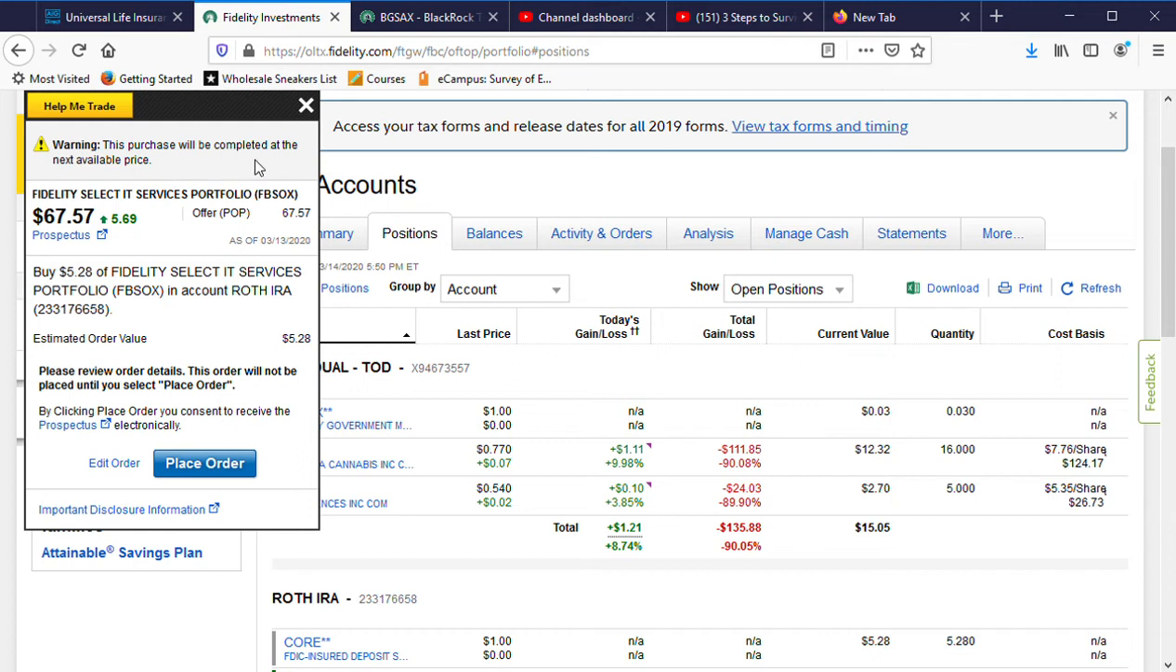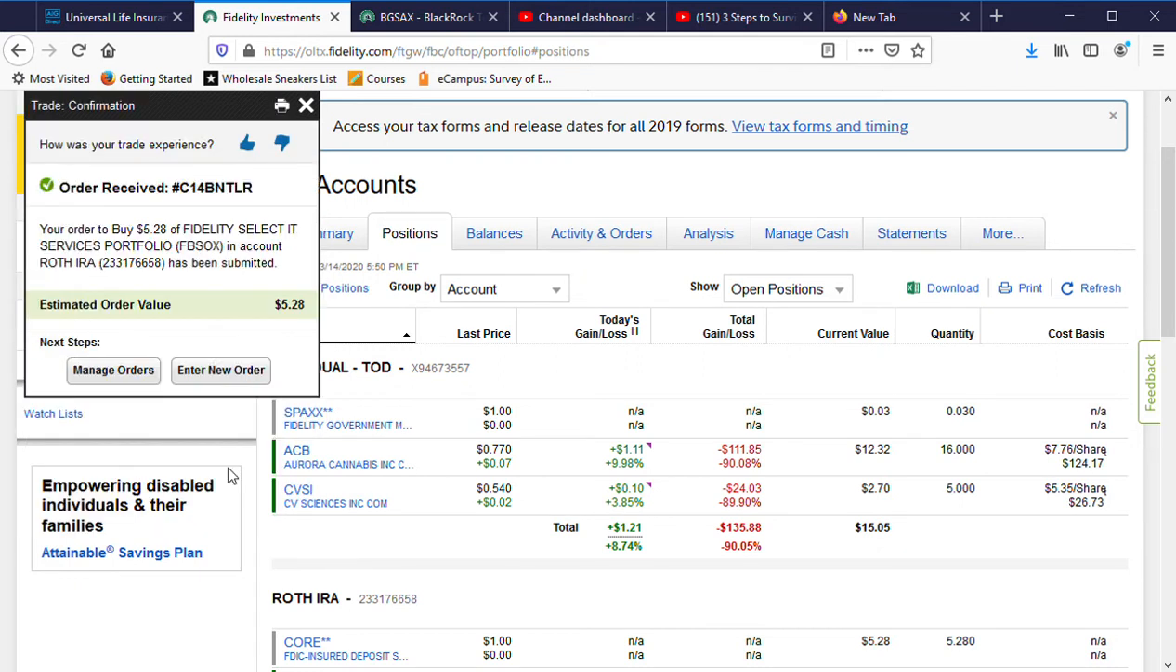Warning. This purchase will be completed at the next available price. So what that means is the market, I think, is closed right now, it's not open, so I have to purchase it. If I purchase it after, then tomorrow if it's lower or higher, then it's going to change. So it's just letting you know that it may fluctuate, it may change depending on the market, so you could be aware. So then we click place order. And it says, how's your experience? Order received. Yay! You just purchased your first stock.